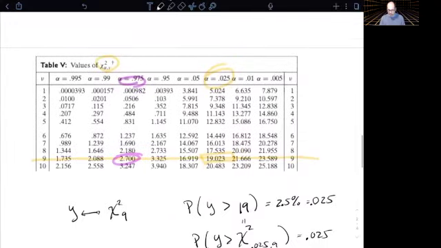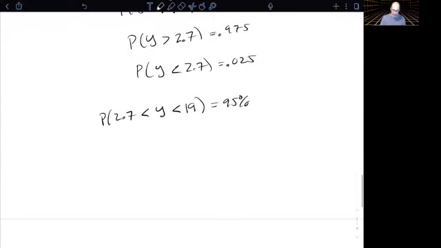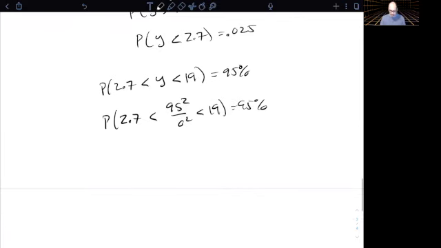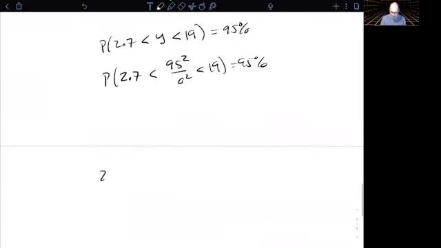So then we just read that off the chart. In other words, the probability that 2.7 is less than 9s squared over sigma squared, which is less than 19, is 95%. And now we can take these two inequalities separately: 2.7 is less than 9s squared over sigma squared, and 9s squared over sigma squared is less than 19. Solve the inequalities for sigma squared, and then recombine them, and we'll get an interval estimate for sigma squared with that same probability.